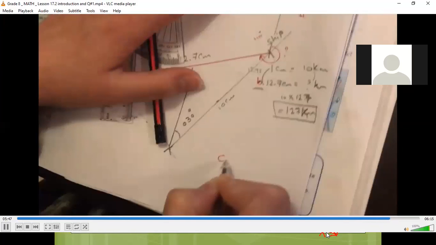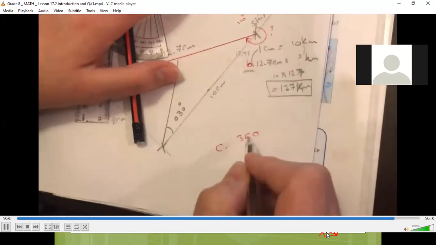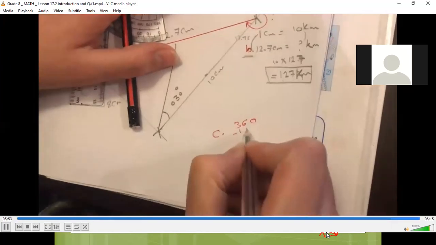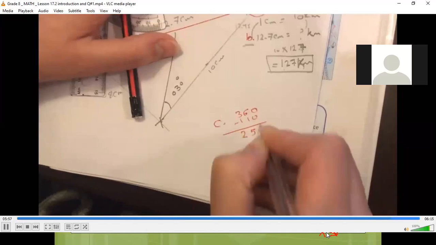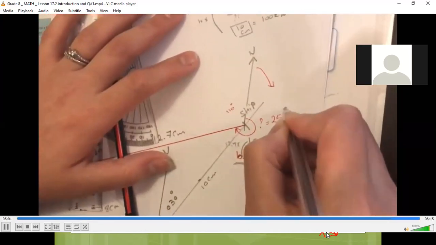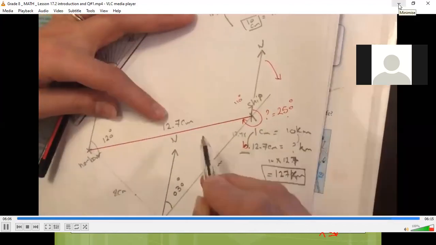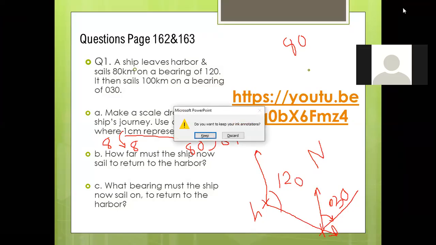So what shall I do for part C? I should subtract from 360, which is the angles around a point, minus 110, and that would be 250 degrees. So this bearing equals 250 degrees. So the ship must go by a bearing of 250 for a distance that is 12.7 centimeters or 127 kilometers.